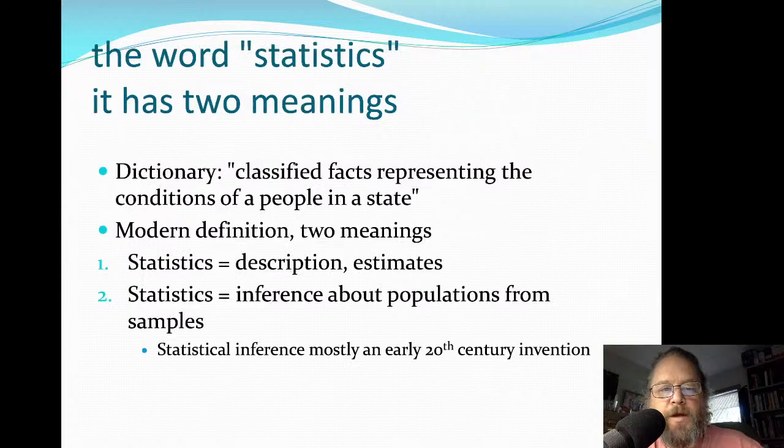Okay, so statistics has two meanings. It's a classified fact representing conditions of a people and state. All right, so statistics can mean a description or an estimate. And then statistics also means, so this is a contextual difference, right? It means you're asking questions about populations from samples. Statistical inference itself only goes back into the early 20th century.